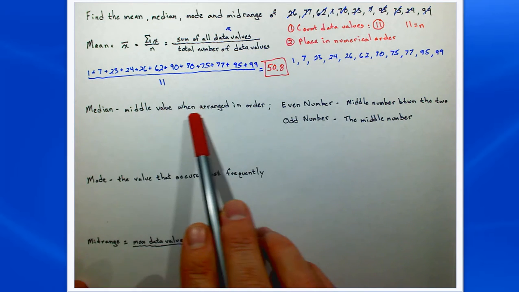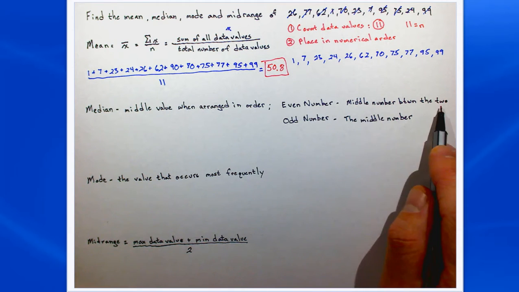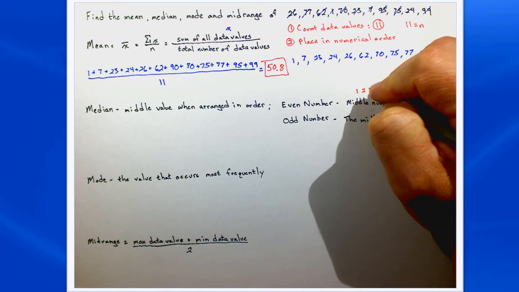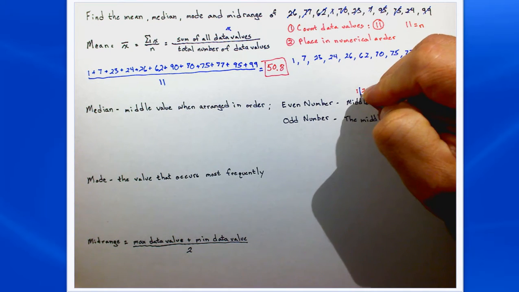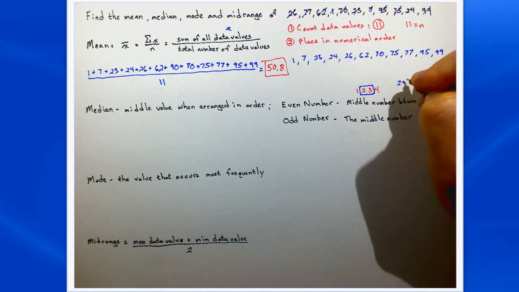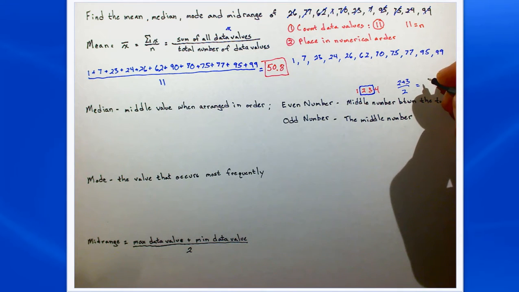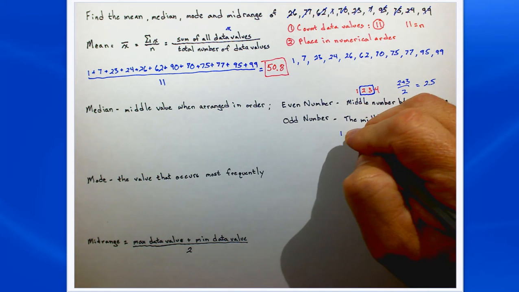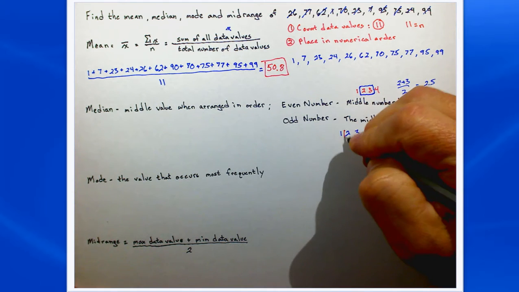My median. Median is the middle value when arranged in order. If there's an even number, it is the middle number between the two. So let's say, I'll write a simple example. So I have 1, 2, 3, 4 as my numbers. What I do is I find the middle number between these two. I add them together. So I would say 2 plus 3 divided by 2, 2.5. Odd number. So if I just had 1, 2, and 3, odd number is simply that middle number.